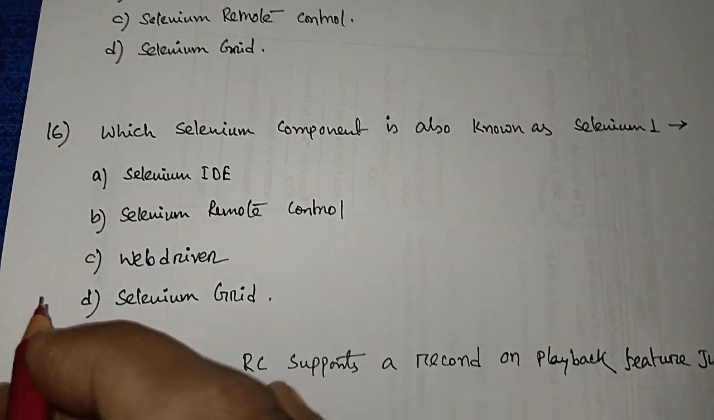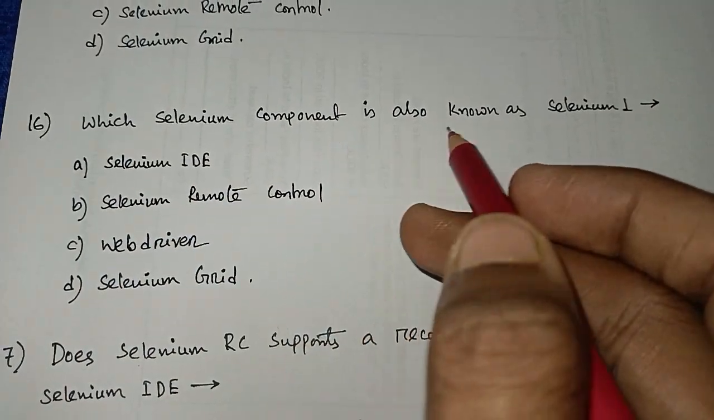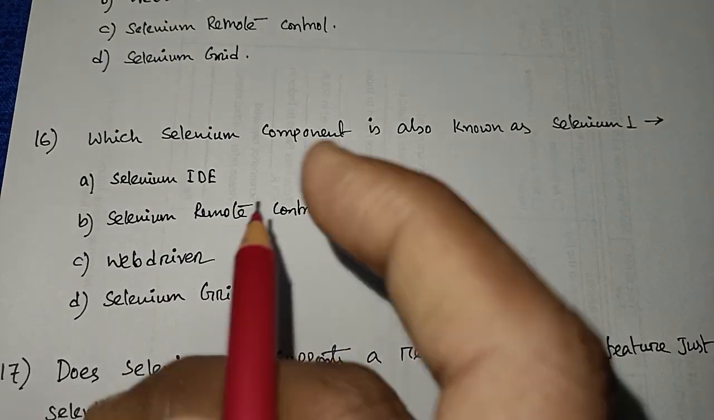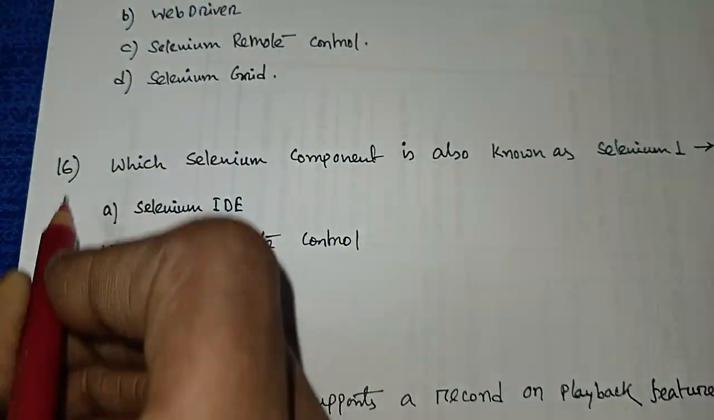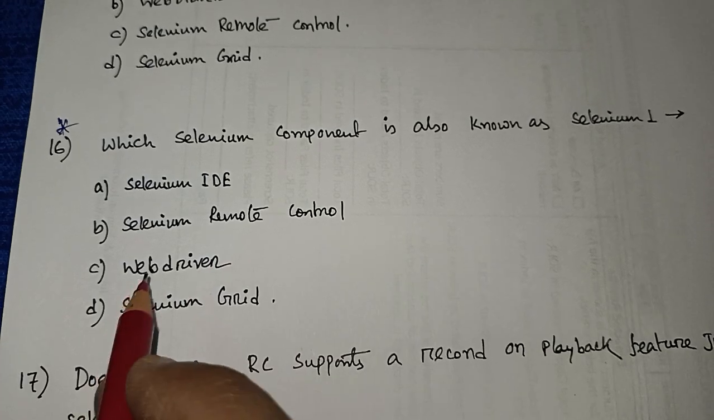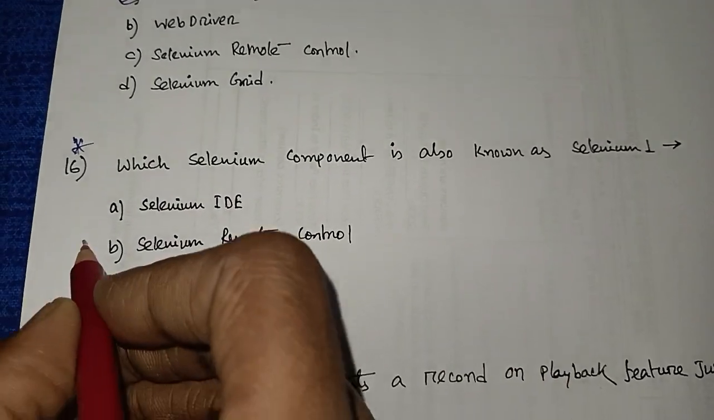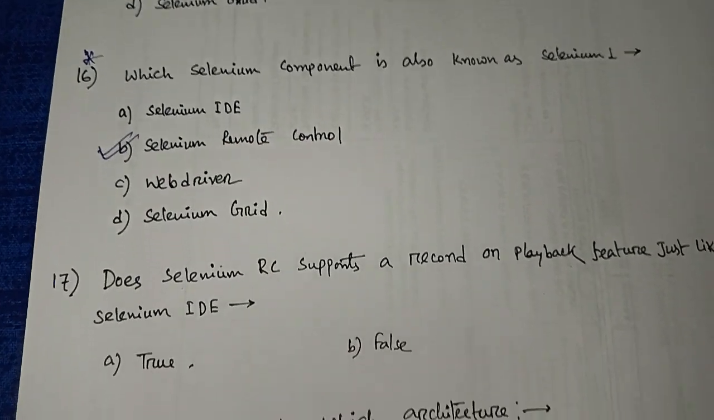So number 16. Which of the Selenium components is also known as Selenium 1? It is a very important question. The options are Selenium IDE, Selenium Remote Control, WebDriver, and Selenium Grid. So the correct option is Selenium Remote Control.